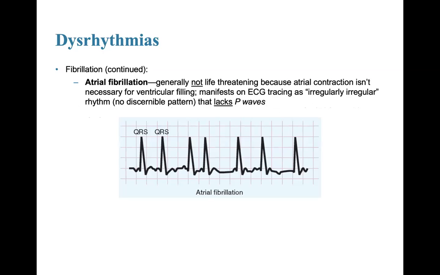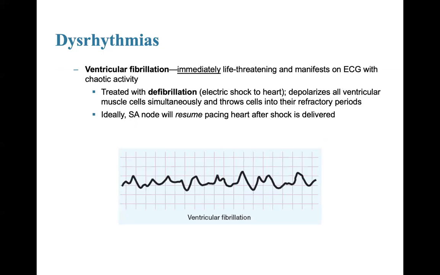So here you have atrial fibrillation, generally not life-threatening because atrial contraction isn't necessary for ventricular filling. It manifests on the EKG tracing as an irregular rhythm where you have no discernible pattern and it lacks P waves, as you can see here. Ventricular fibrillation is just a mess. This is immediately life-threatening and manifests on the EKG as chaotic activity.